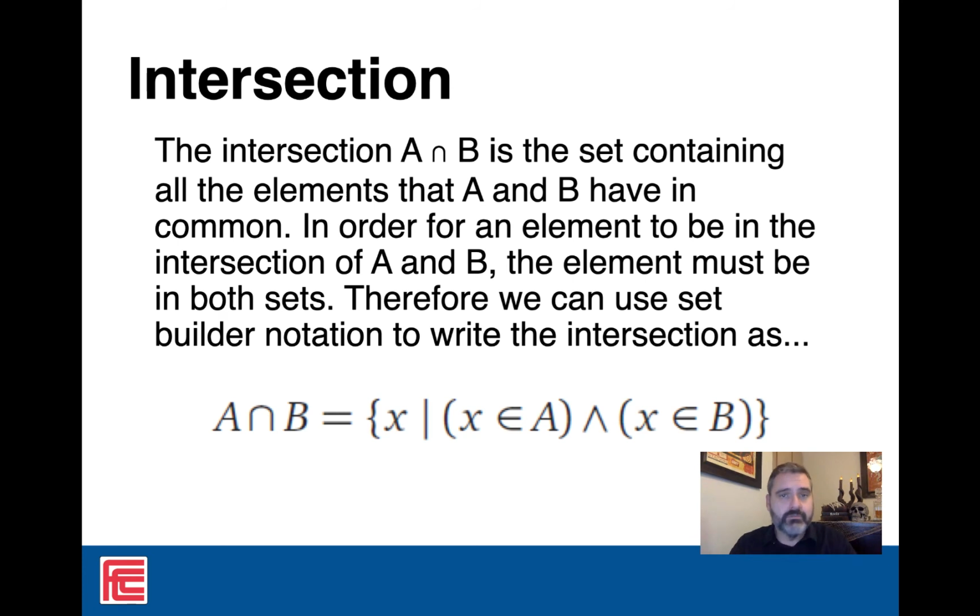The intersection, right, A intersect B, is the set containing all elements that A and B have in common, right? This is the overlap in the Venn diagram. And so to say that something is in the intersection of A and B, you could say that that element x is an element of A and it's an element of B. So intersection really represents the and relationship because you have to be in both.